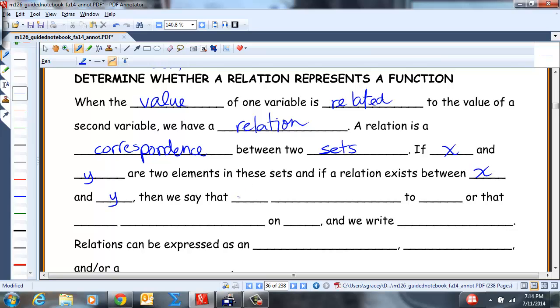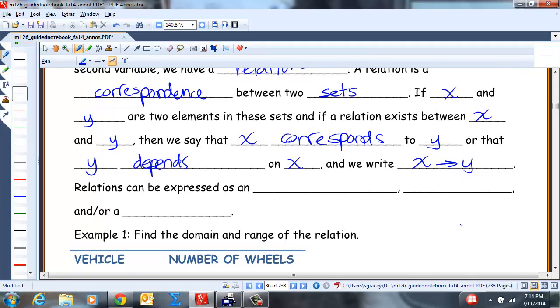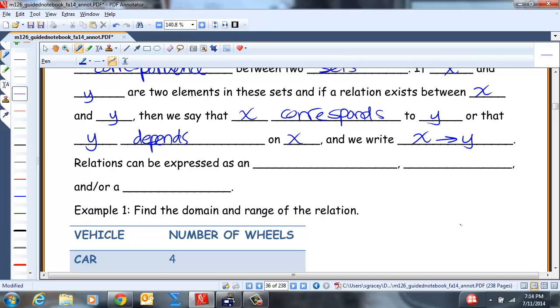then we say x corresponds to y, or that y depends on x. And we write this notation: x arrow y means x corresponds to y. So there's different ways to express relations. You can express relations as an equation, which is common.